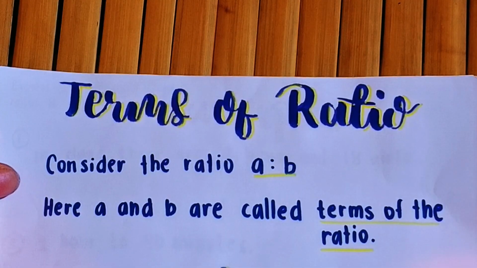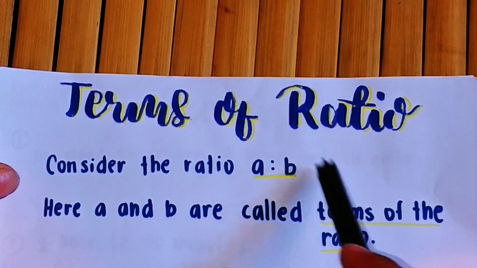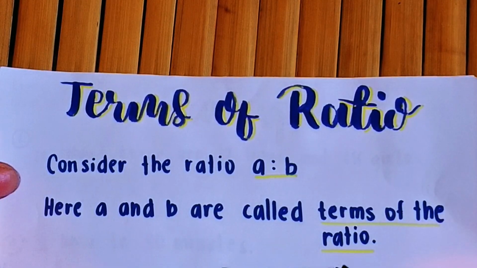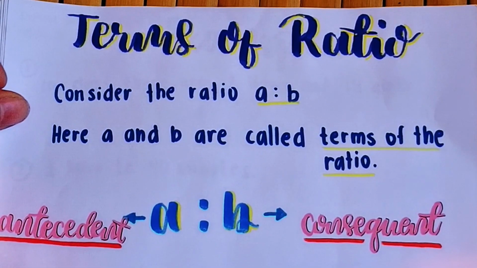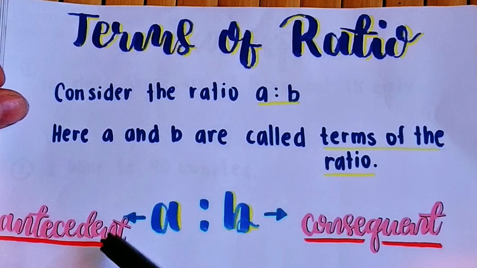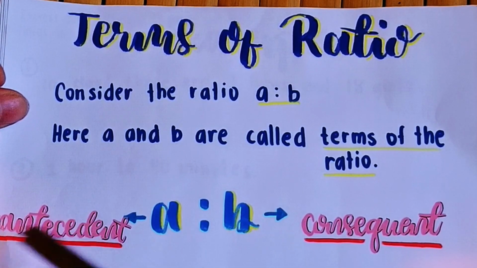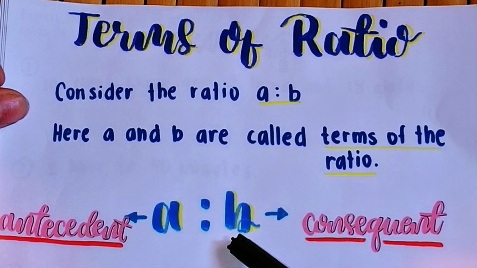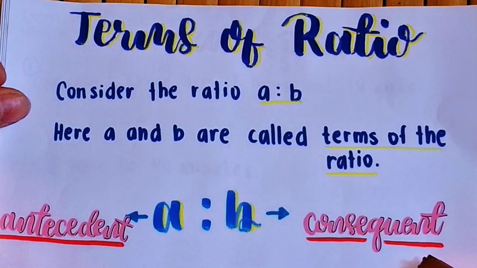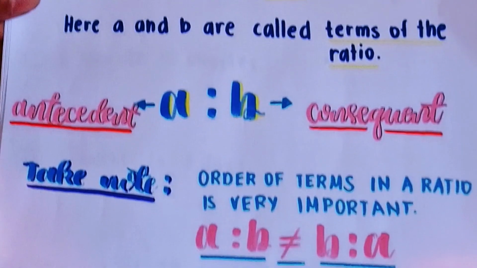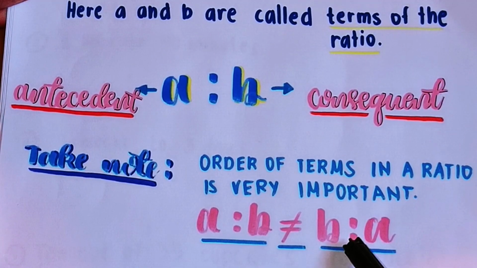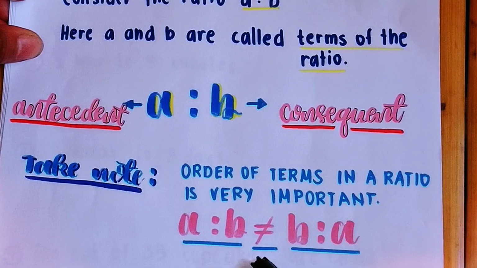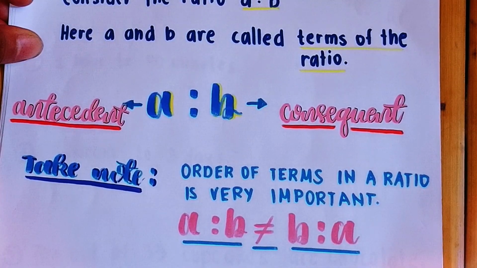In a ratio, let's consider the ratio A is to B. Here, A and B are what we call the terms of the ratio. The first term, A, is what we call the antecedent, while the second term, B, is what we call the consequent. Take note that the order of these terms is very important. A is to B is not equal to B is to A.